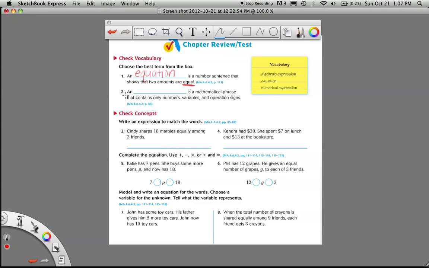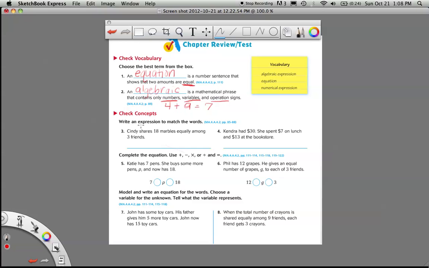A blank is a mathematical phrase that contains numbers, variables, and operation signs. So if it has 4 plus a, equals 7 or whatever it is, if it has a number, some kind of math, equal sign, and a variable, that's called an algebraic expression. Algebraic because it has a variable in there.